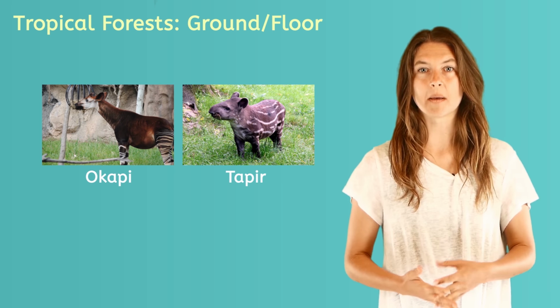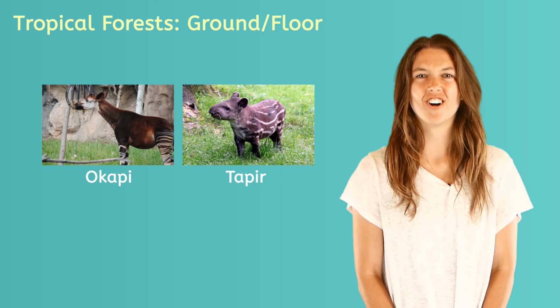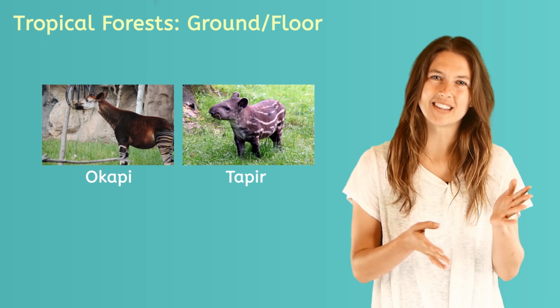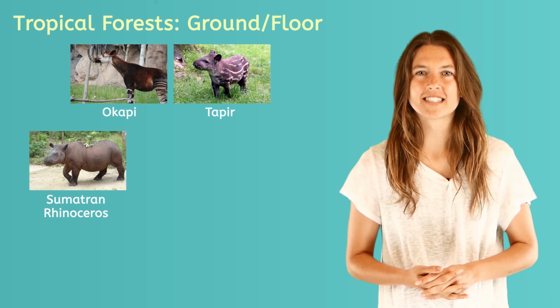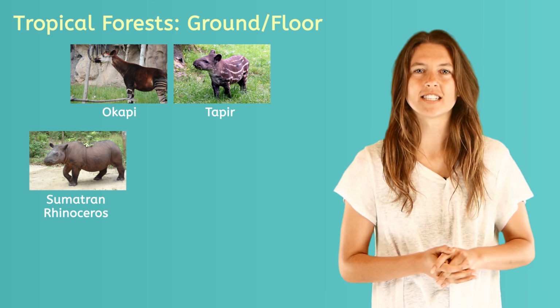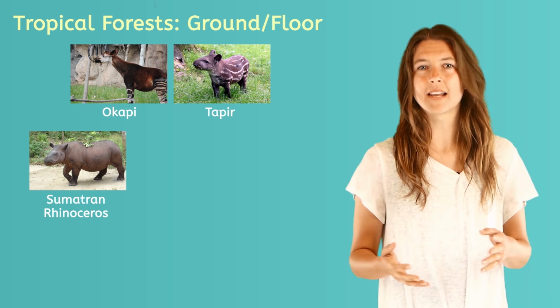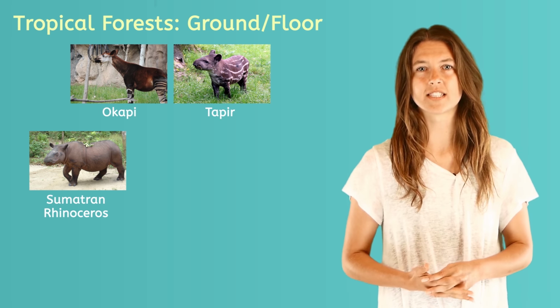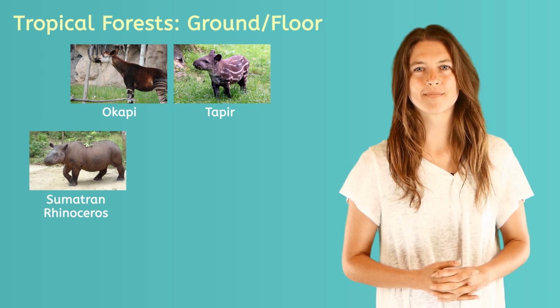The tapir, which is a pig-like mammal that also eats plants and is nocturnal, or it stays up at night and sleeps during the day. The Sumatran rhinoceros, the smallest species of the rhinoceros with 2 horns. They are endangered, which means there aren't many left of these types of rhinoceros in the world, so we need to protect them, along with all of the animals.